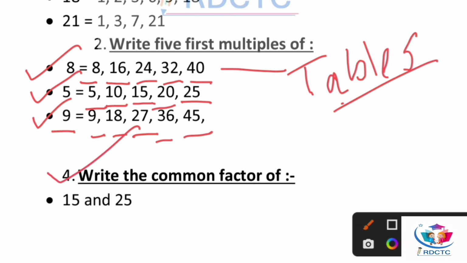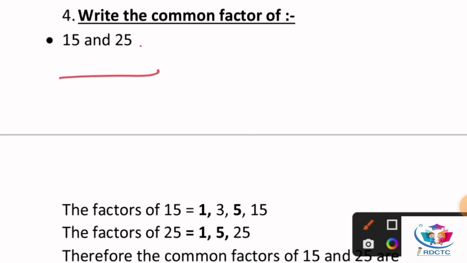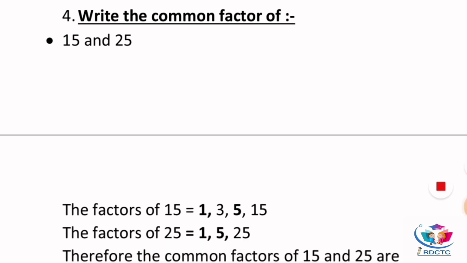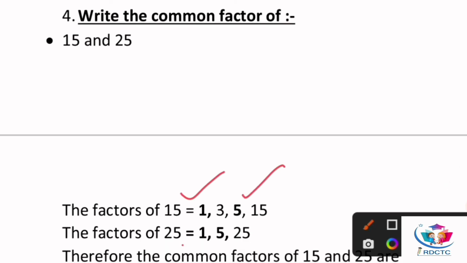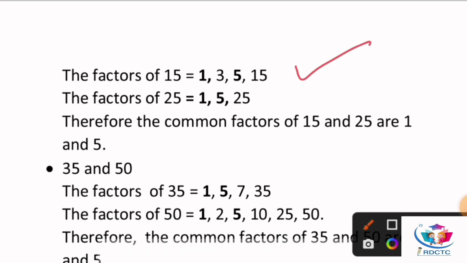Next question. Now we have to find the common factors of 15 and 25. Separately, we have to find the factors of each number. 15 is divisible by 1, 3, 5 and 15, and 25 is divisible by 1, 5 and 25. Now we have to focus on 1 and 5. As they follow the rule of the common factor, that is why we say that the common factors of 15 and 25 are 1 and 5.